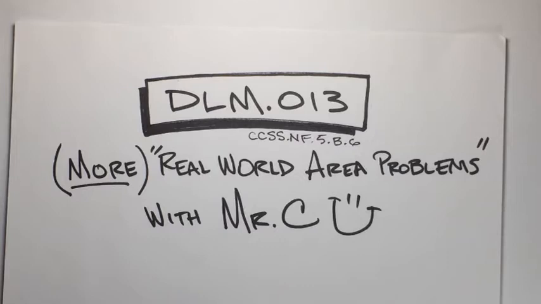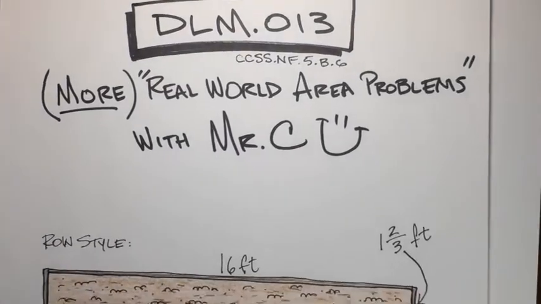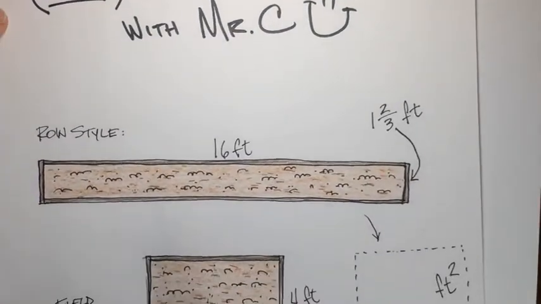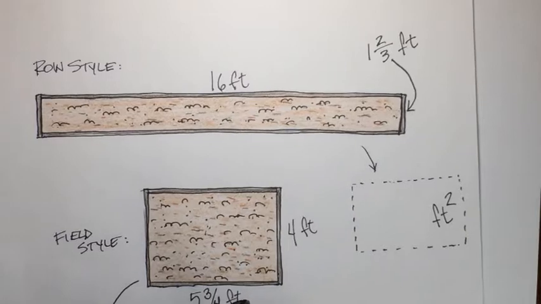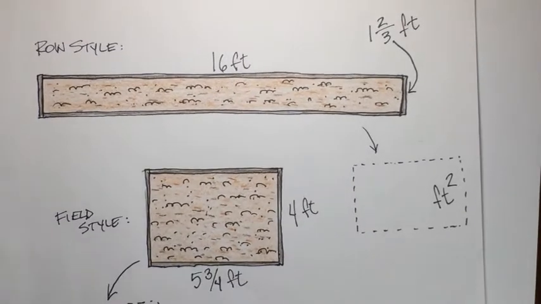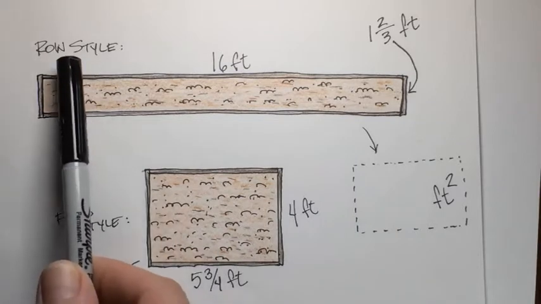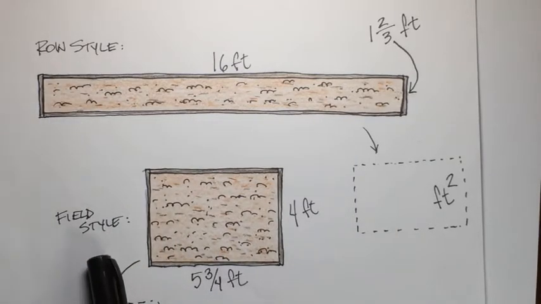We have some more real world area problems. For today, I want you to imagine that you, or someone you know, is going to order some pre-made garden raised beds, flower beds or vegetable beds or some other growing beds. There are these kits that they can order and they come pre-made. One is the row style and one is the field style.